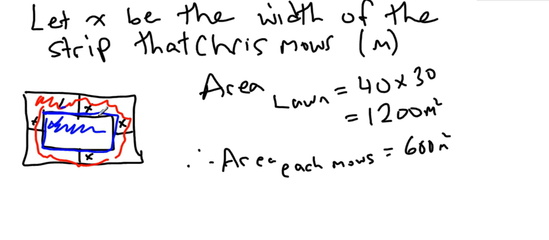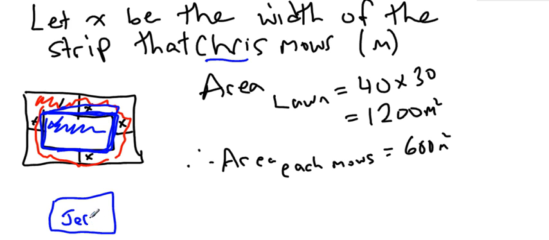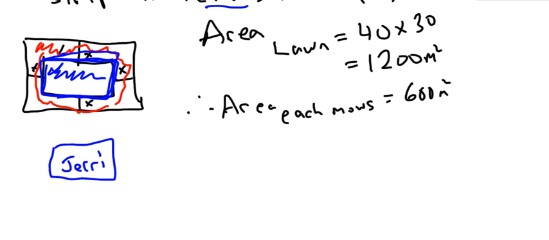So let's focus not on what Chris is doing, but on what Jerry's doing, because that's a simpler shape. This is what Jerry's cutting. So I'll draw it again and I'll write Jerry. And if we could figure out the length and width of Jerry's rectangle, we'd be a long way towards solving this, because we know that the area of Jerry's rectangle is 600 meters squared. So I wonder if we can figure out the length and the width that would represent Jerry's rectangle.